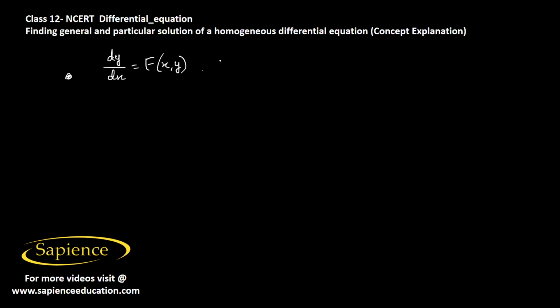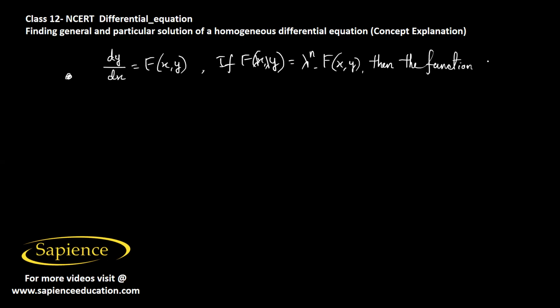So the rule is that if the function f of x comma y can be written in the form of f of lambda x comma lambda y, meaning if we replace x with lambda x and y with lambda y, and f of lambda x comma lambda y can be written as lambda power n into f of x comma y, then the function f of x comma y is called a homogeneous function of degree n.